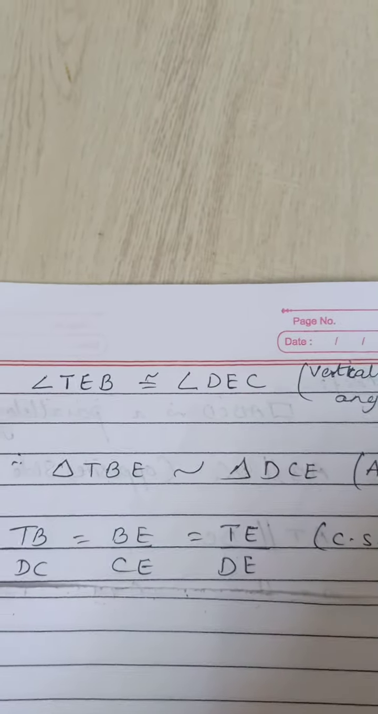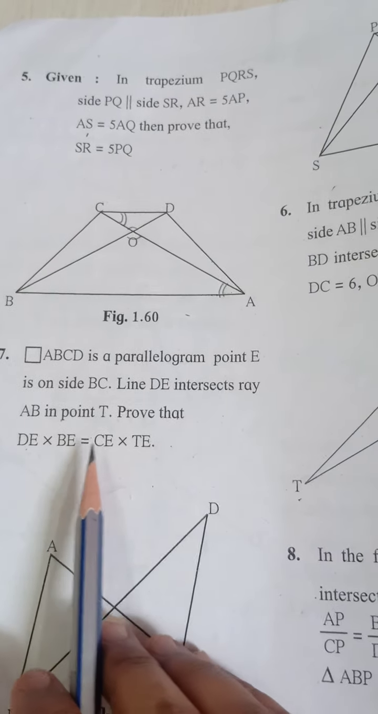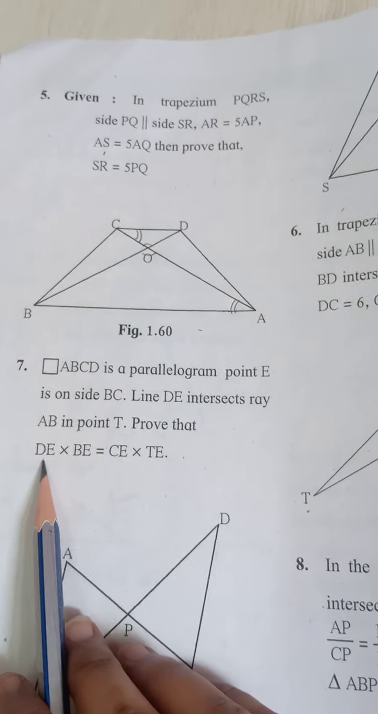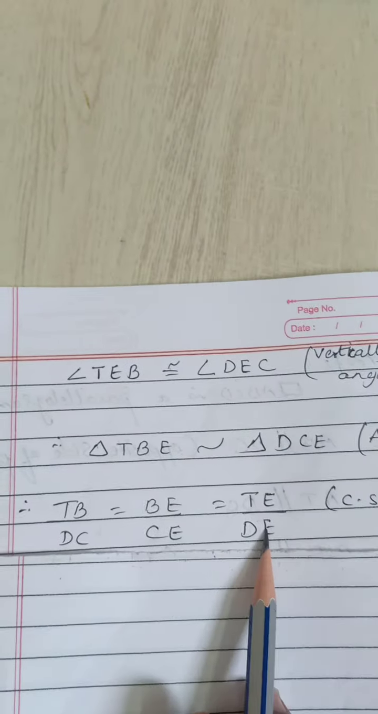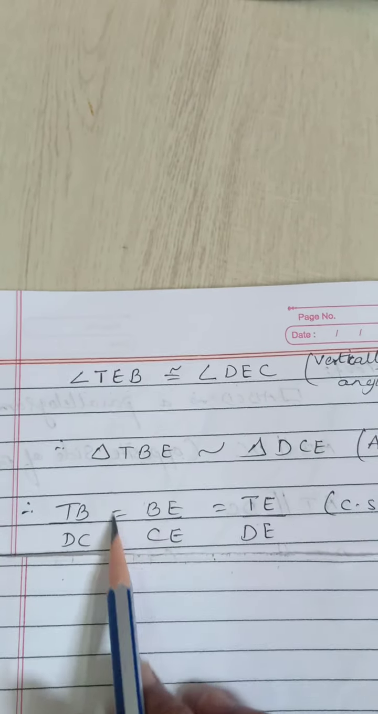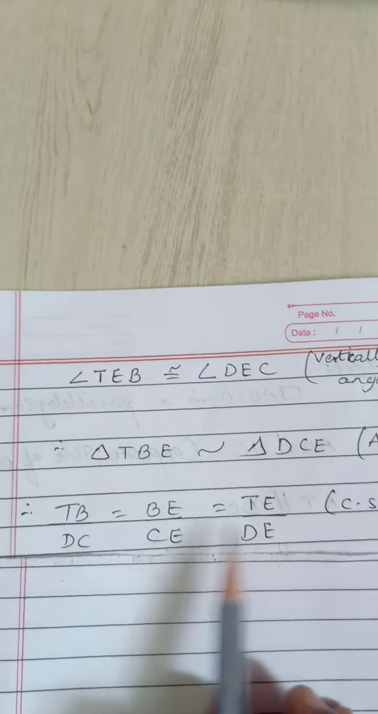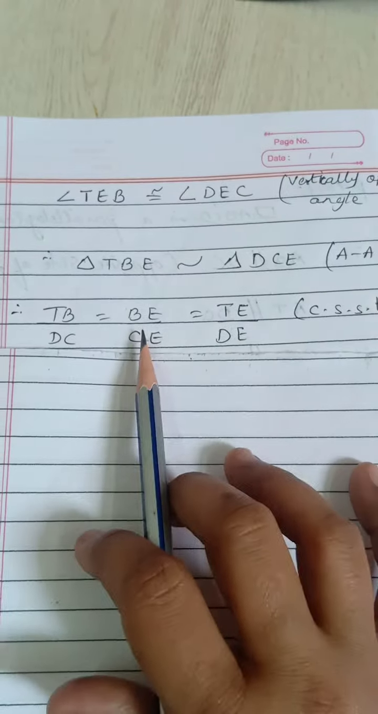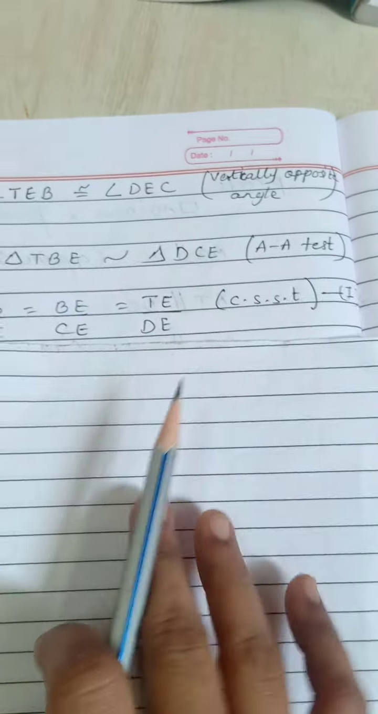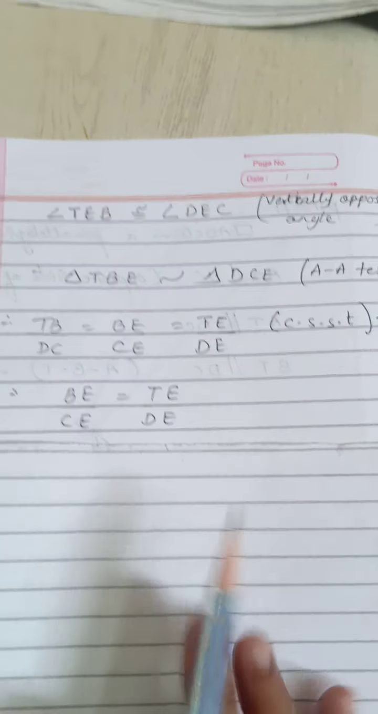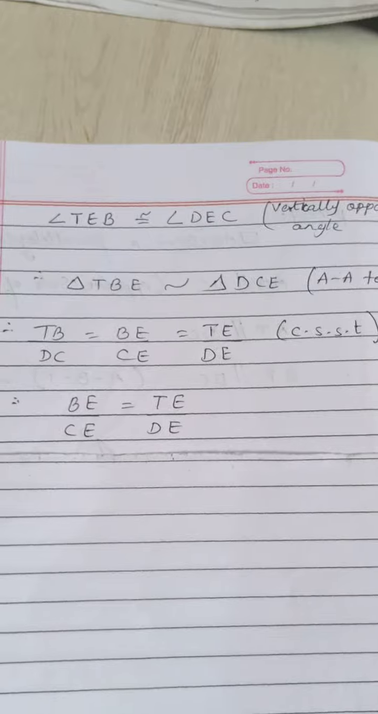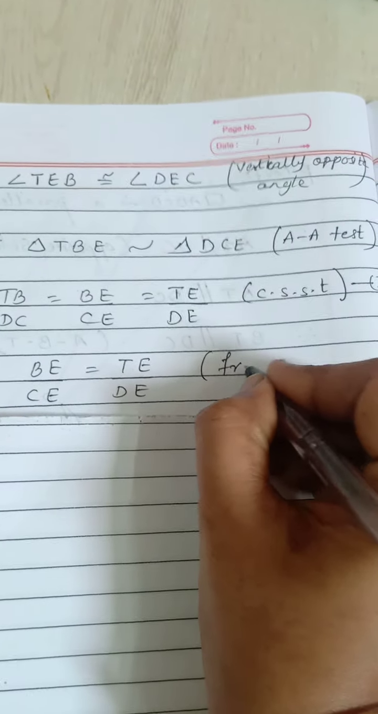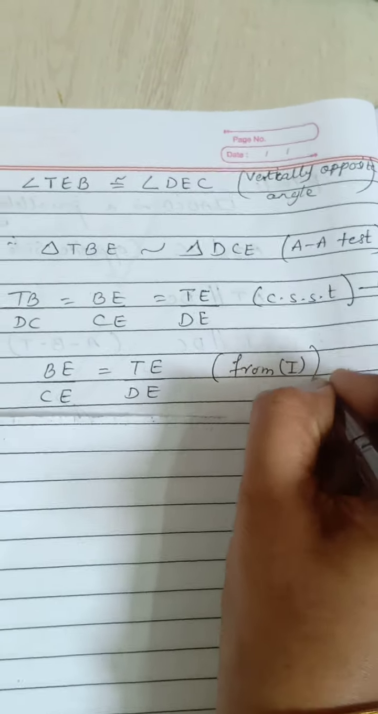Now we will see again what we have to prove. So here we have to prove DE into BE is equal to CE into TE. DE, BE, CE, TE. So all these are in these two ratios. So we will concentrate on these two ratios. We will not take the first ratio. We will take only the second and the third ratio, which are the required ratios, and we can write here, this is from 1.